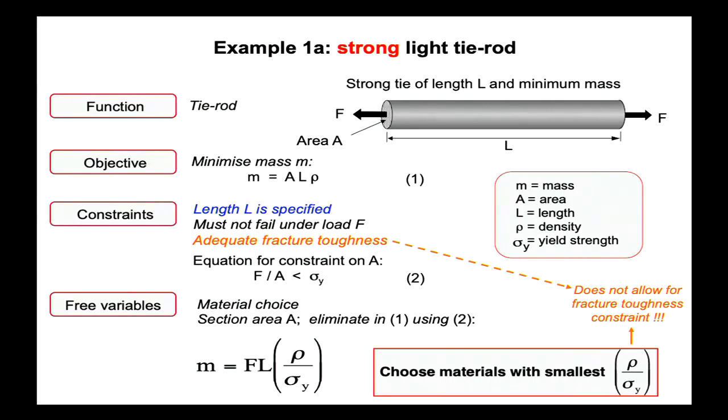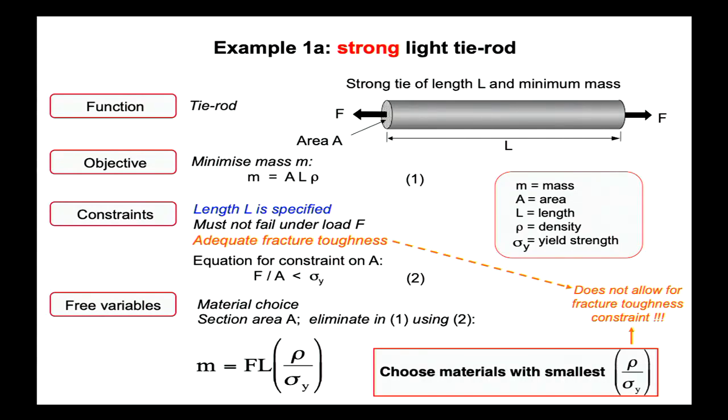If the length L is specified, it must not fail under a load F. And I could also say, must have adequate fracture toughness, although, as I've said, we can only do one thing at a time, and that's why that's in orange. Fracture toughness might be a secondary filter after we've got our first set of candidate materials based on this equation for A, which gets us down to this particular equation for mass.